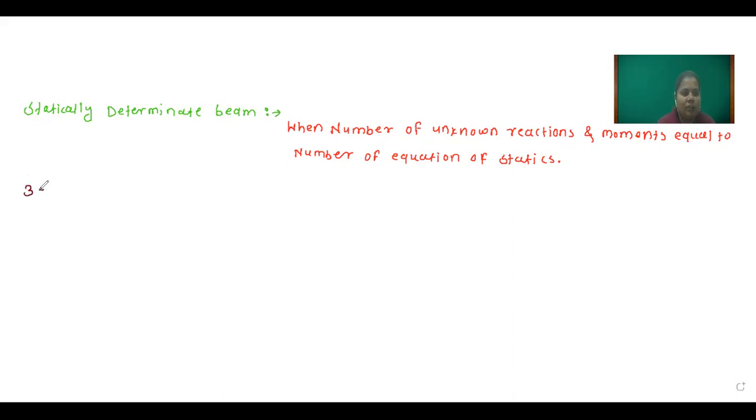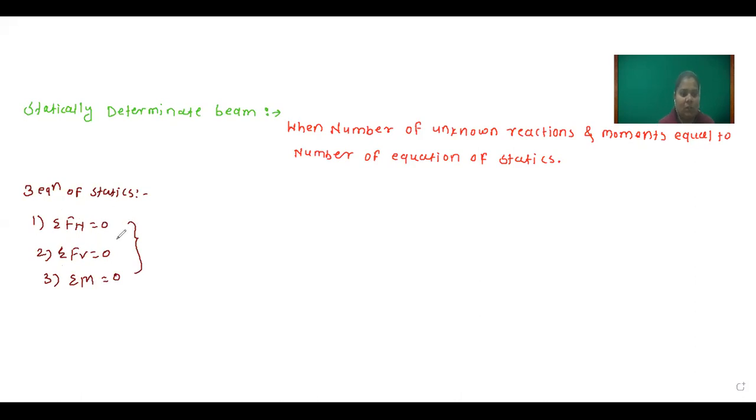There are three equations of statics. First is summation Fh equal to 0. Second is summation Fv equal to 0. And third one, summation of moment at any point equal to 0. So there are three static equations.